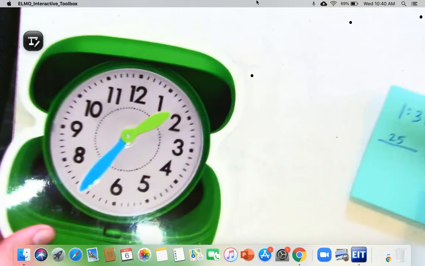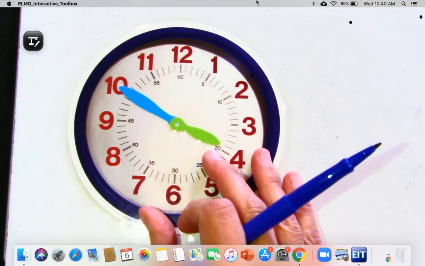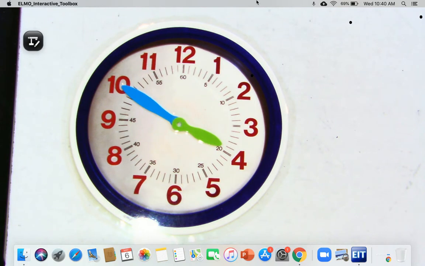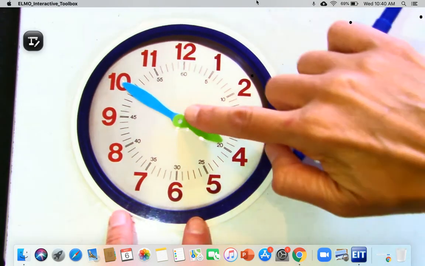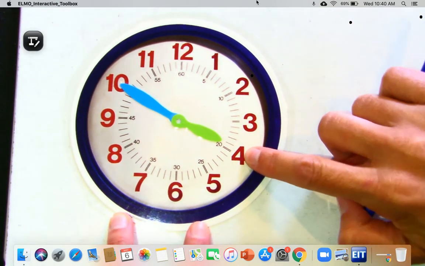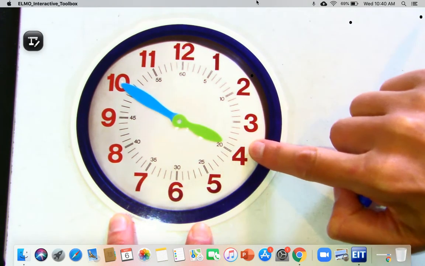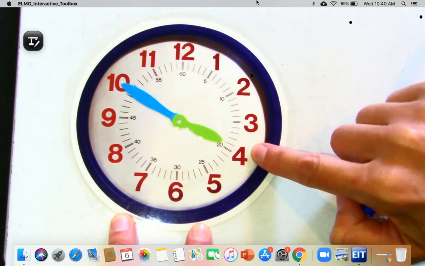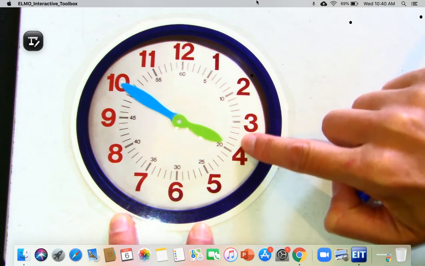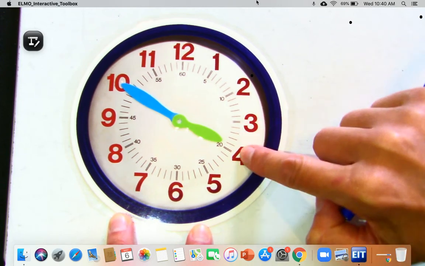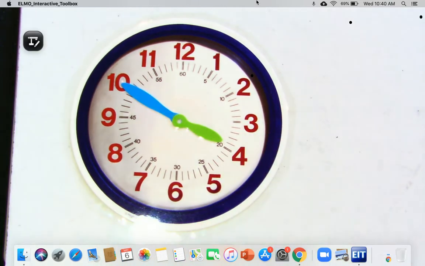All right, let's try another one. What about this one? What time is this one? Let's look at our hour hand here. Ooh, is it 4 o'clock? Kind of looks like it's 4 o'clock, although it's not pointing right at the 4. It's actually right before the 4. It's still in the 3 o'clock hour. So this time would be 3.